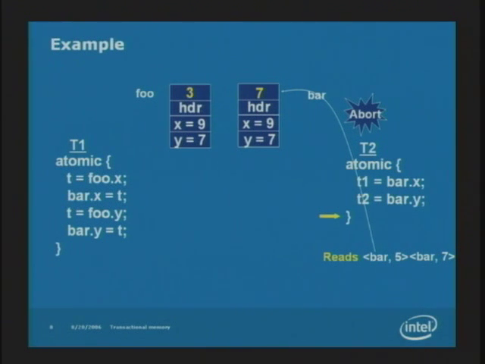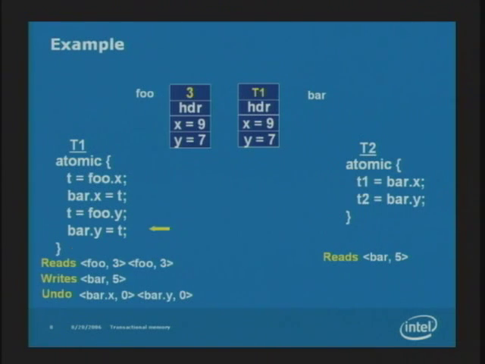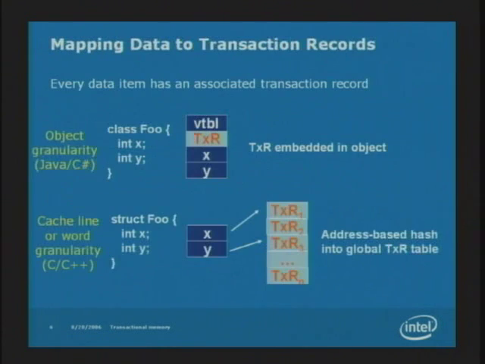You would, in the runtime system. For doing things like arrays, we actually have a table of what we call transaction records. And essentially you use an address-based hashing to index into this table of transaction records, yes.